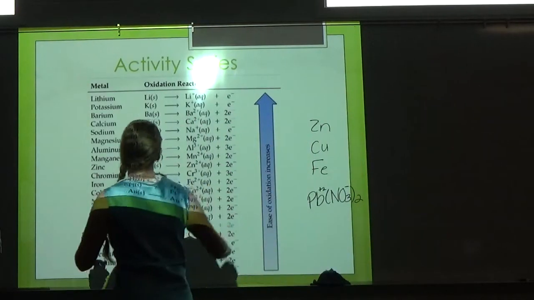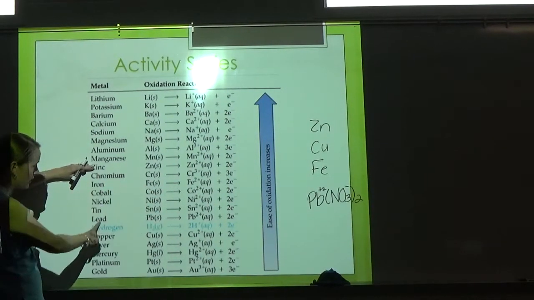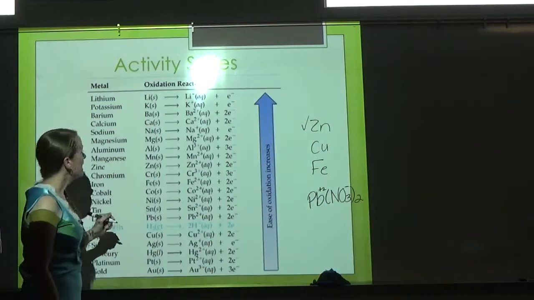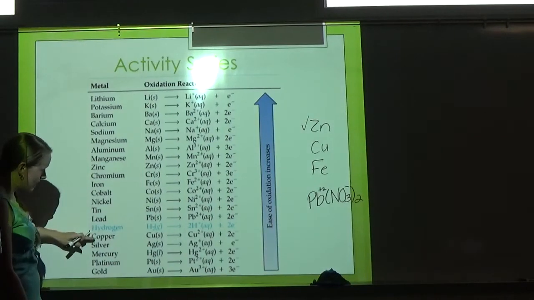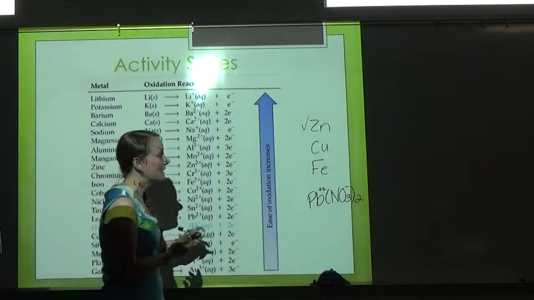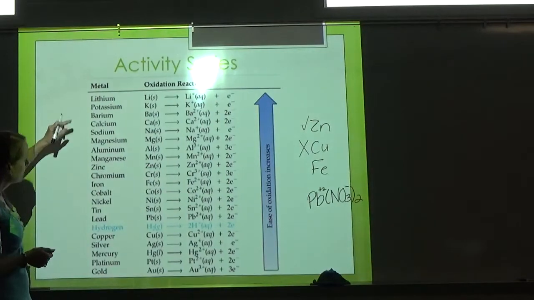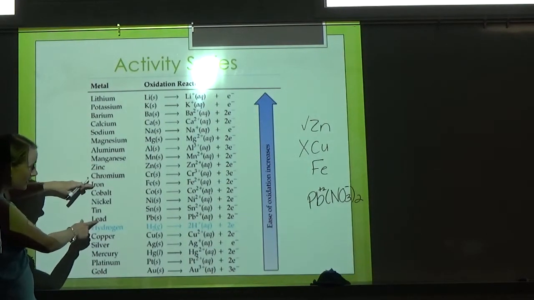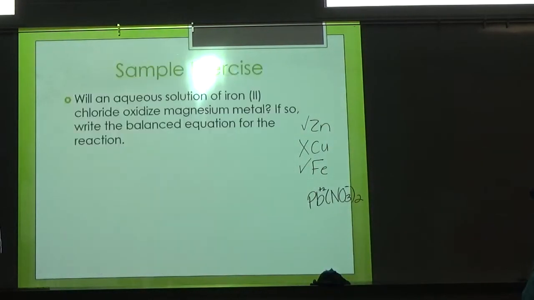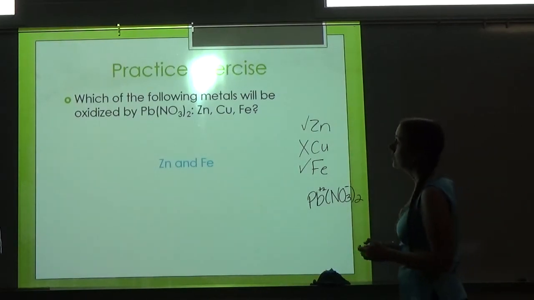All right, so first I'll find zinc. So zinc is right here, and I need to see if lead is under it. If I look, lead is under it, so it will react with zinc metal. All right, next I'll find copper. So copper is right here. Lead ion is actually above copper. So if you mix copper with lead nitrate, no reaction will happen. And then I find iron. So iron is right here. My lead ion is below iron, so it will also react with iron. So if we click back, the 2 that it will react with are zinc and iron.